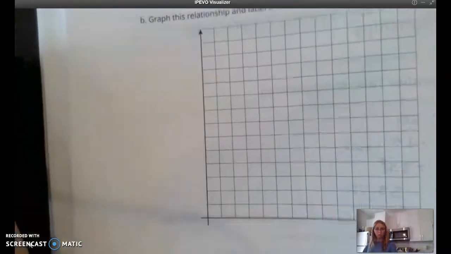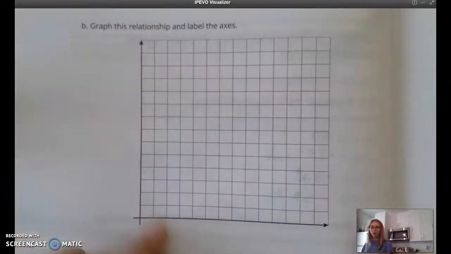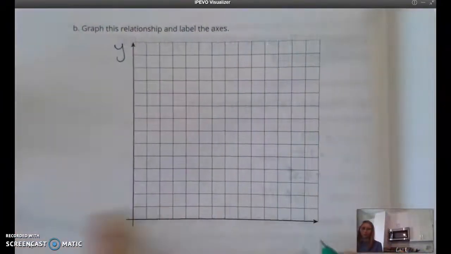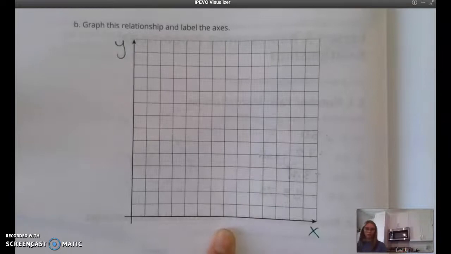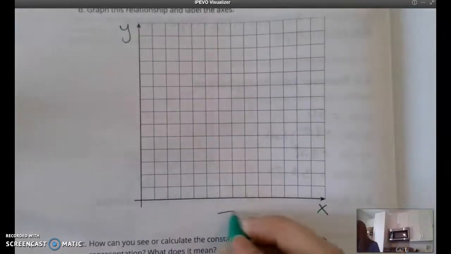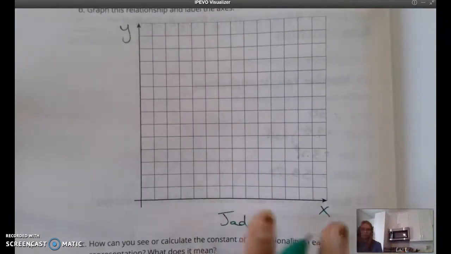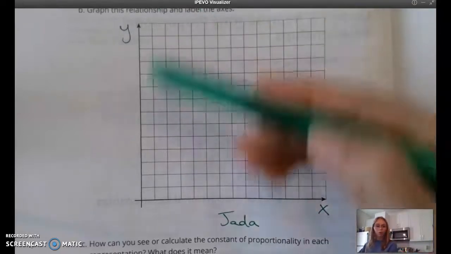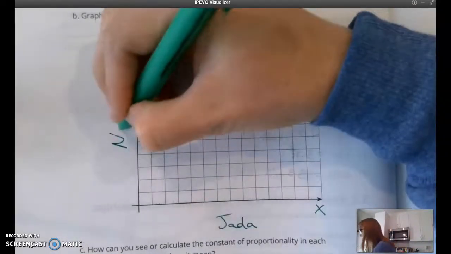So when we look at our graph here, our y value always goes up and down, and our x values always go side to side. So this is our x and y axis. Like we said on that other page, Jada is represented by x, so I'm going to label this Jada, because all this information down here is representing her. So that means all my y values represent Noah.